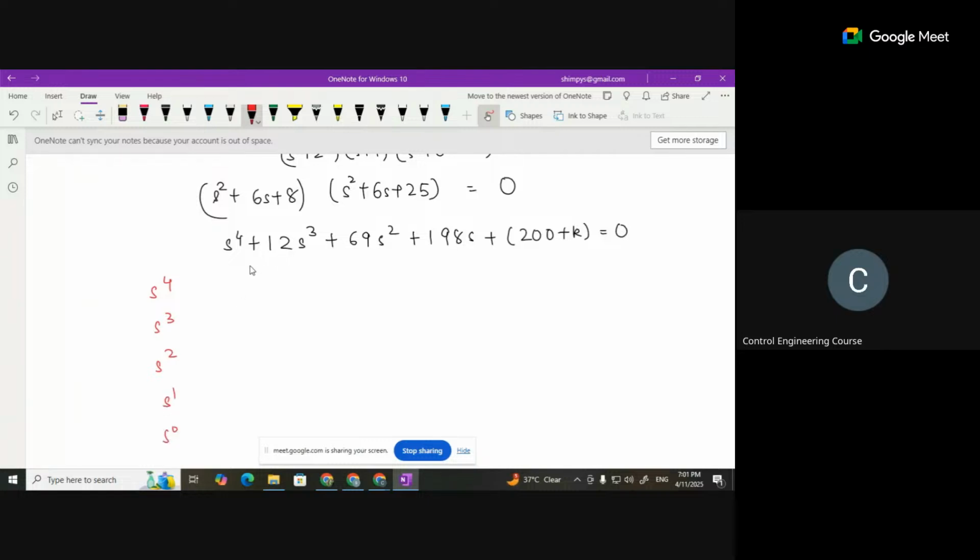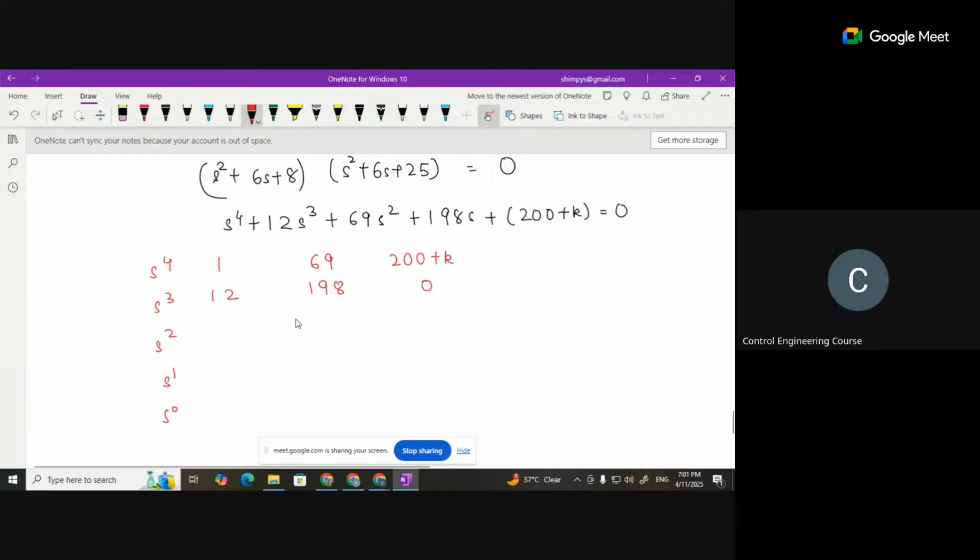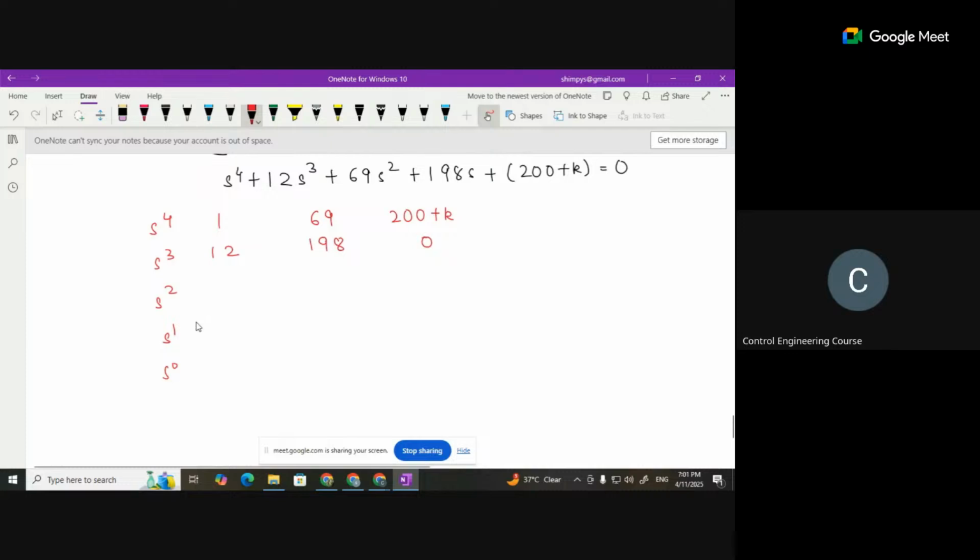and put in the values here: 1, then 69, then 200 plus K for the first row. Here comes 12, 198 and 0. Okay. So evaluate this. What will be the entries in this row? And tell me. 52.5. Correct. 52.5. Right.